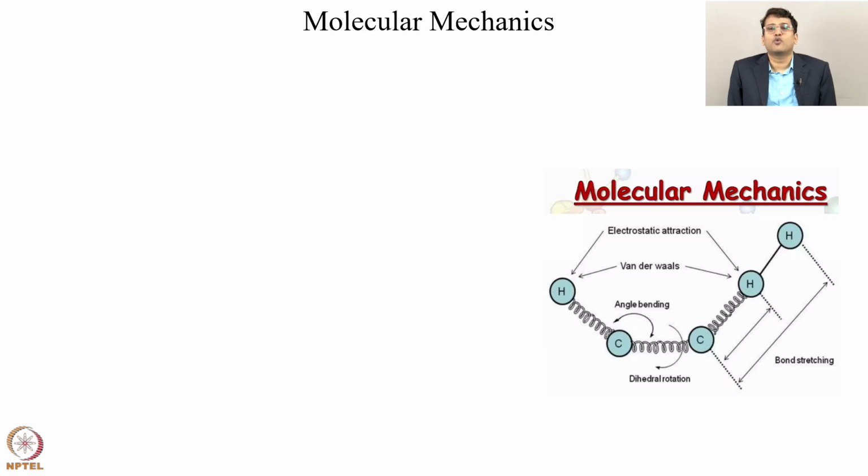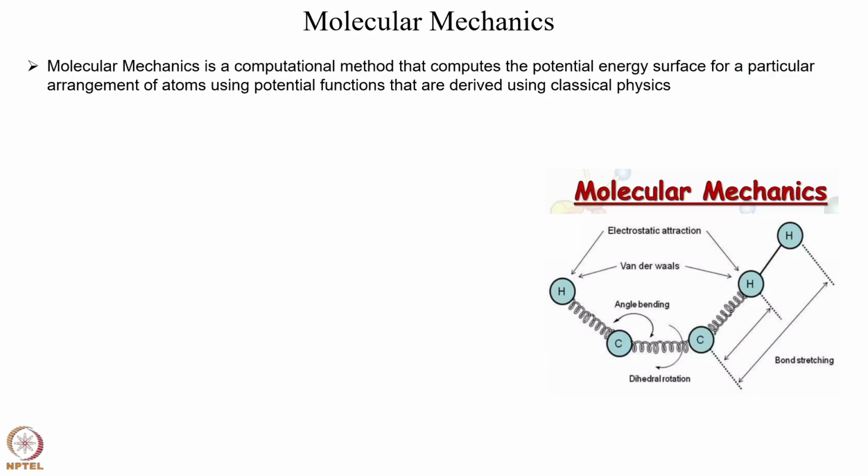Now, we have discussed the quantum mechanical part. We have seen how Schrodinger equations can be solved, various approximations involved, what kind of basis set, how to reduce computational cost, how to find the transition state, and other things. Now we are going to know a little bit about molecular mechanics. This is a schematic representation, where you treat different parts of the molecular mechanics force fields. Molecular mechanics is a computational method that computes the potential energy surface for a particular arrangement of atoms using potential functions that are derived from classical physics.